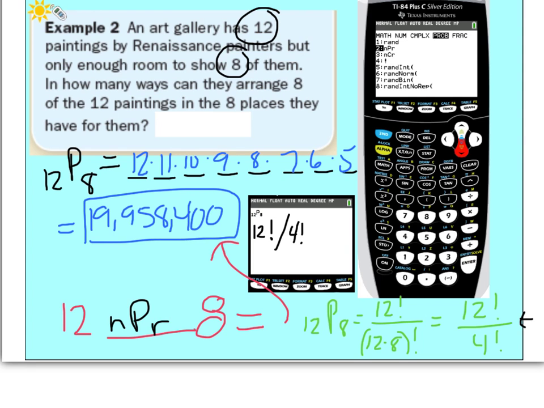So there are 3 ways to actually do this problem: using the spaces method, using the 12 choose 8 method directly on the calculator, or using the formula with factorials and then typing in the 2 factorials.